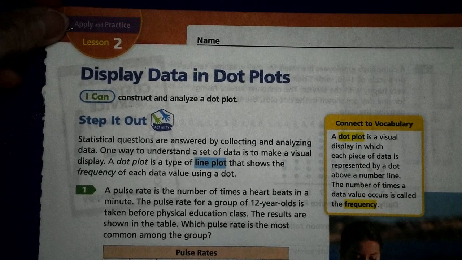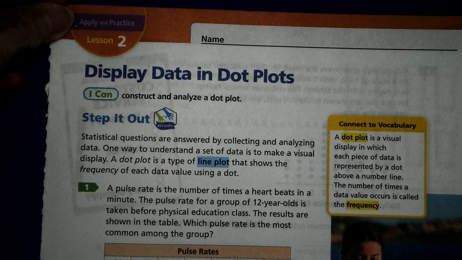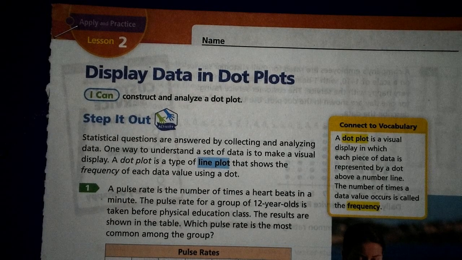So we are going to look at lesson 14.2, which is display data in dot plots. Your objective for today is that students will construct and analyze a dot plot. To step it out, statistical questions are answered by collecting and analyzing data. One way to understand a set of data is to make a visual display. A dot plot is a type of line plot that shows the frequency of each data value using dots.